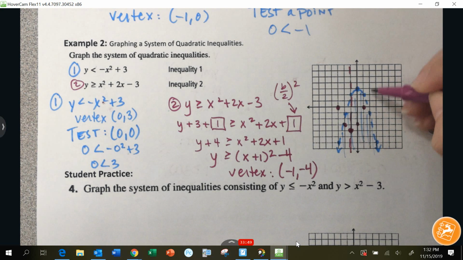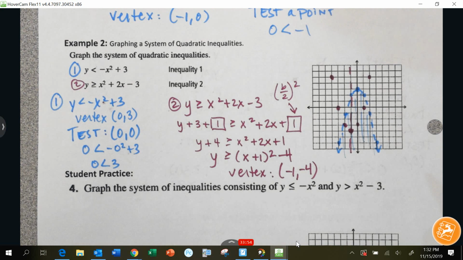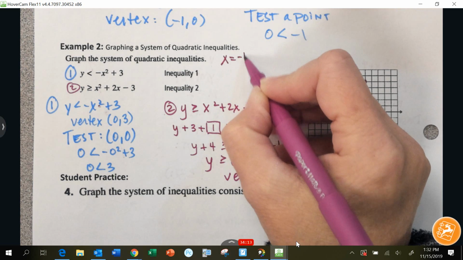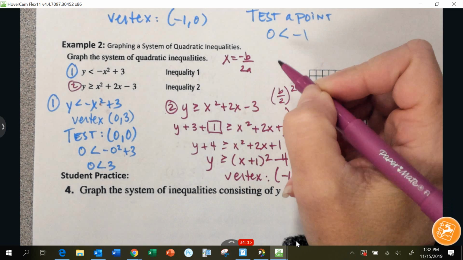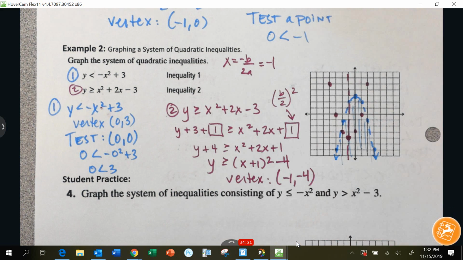Wait, if you did the b over 2 squared instead of the other thing, how do you get negative 1? You have to plug it in. Do you mean negative b over 2a? Yeah. If you found the axis of symmetry, whatever number you'd get, you should get negative 1. And then you'd have to plug it back in to find negative 4.